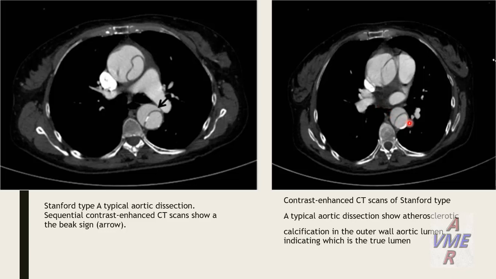We have here calcification, which is present in the intima, which is lining the true lumen. So this is the true lumen, and this is the false lumen. The same condition here. This is the true lumen, and here we have the false lumen.